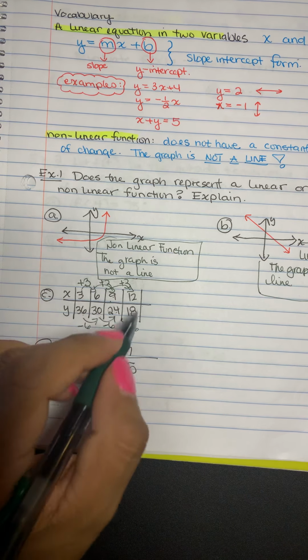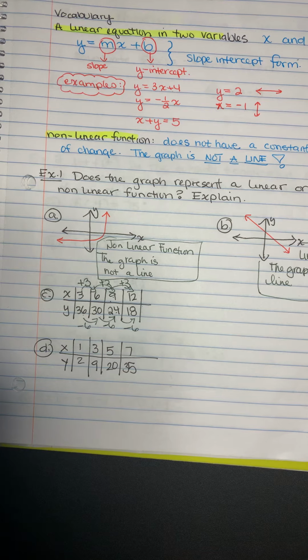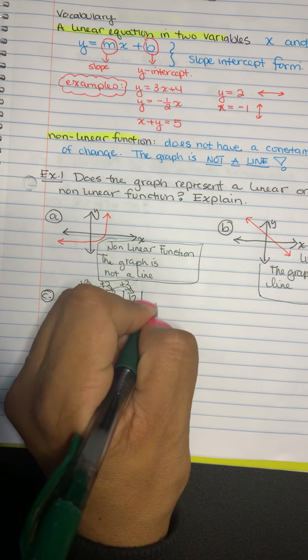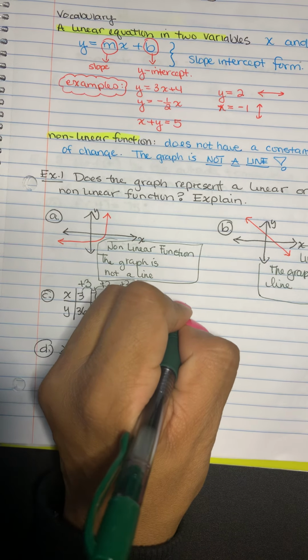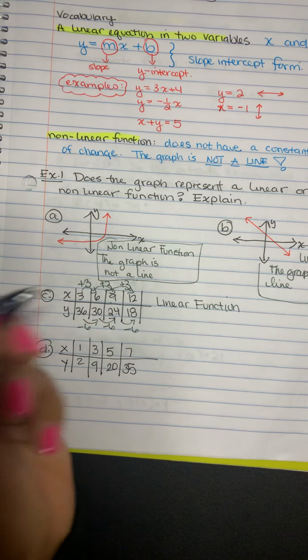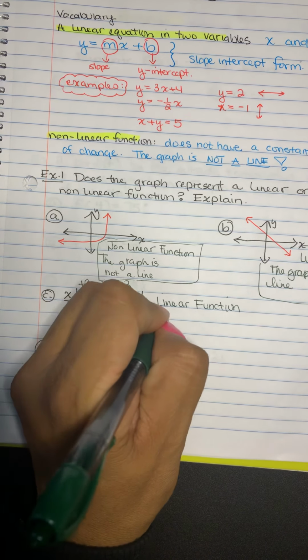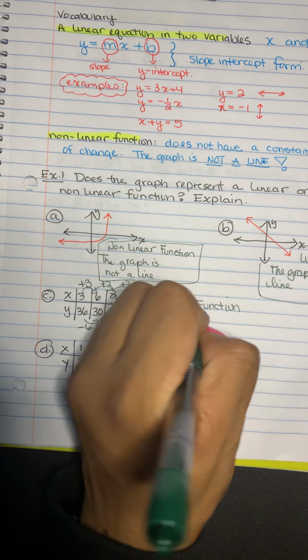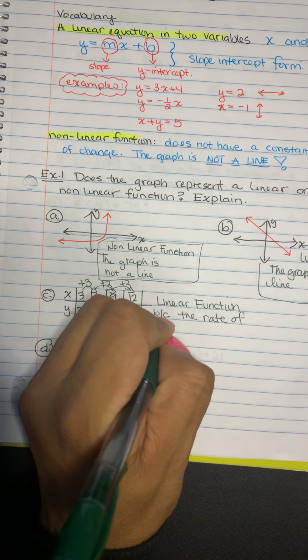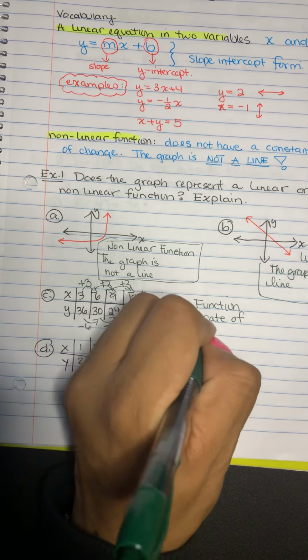So because we have a constant number that we're subtracting, this is called a linear function. This is a linear function because the rate of change is constant.